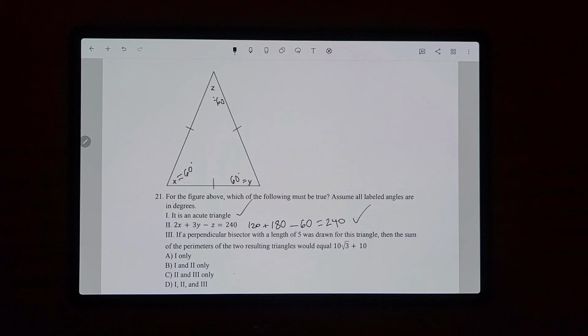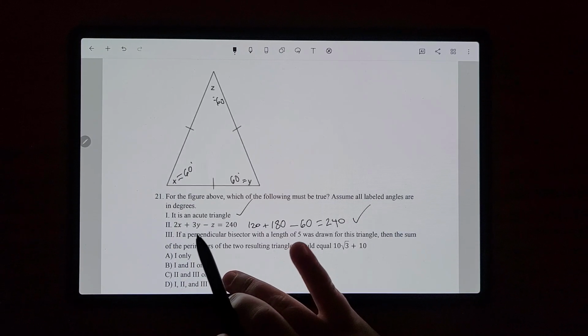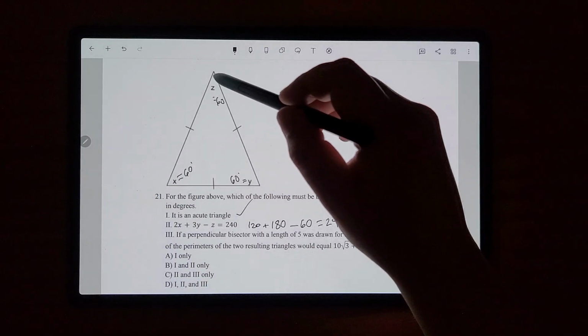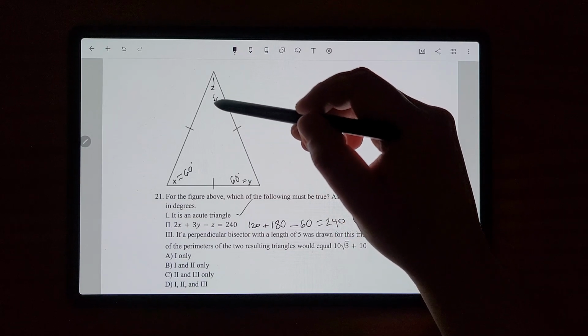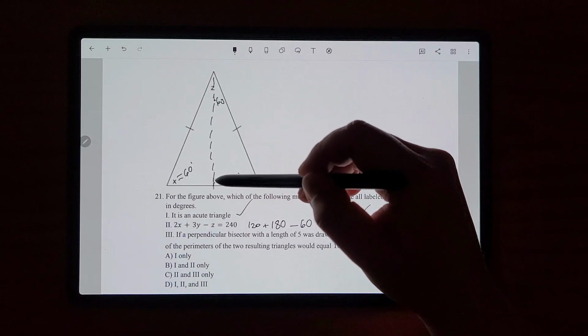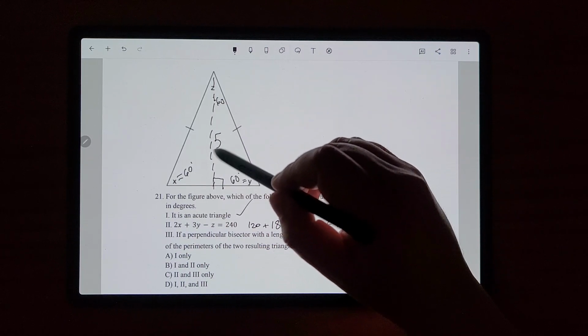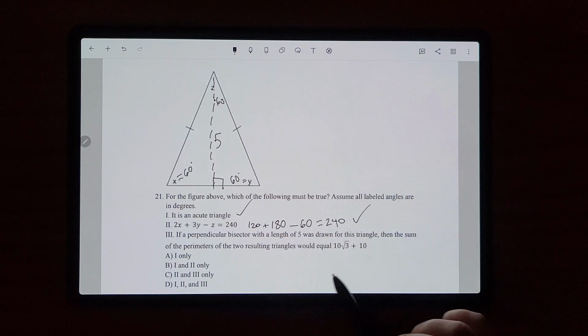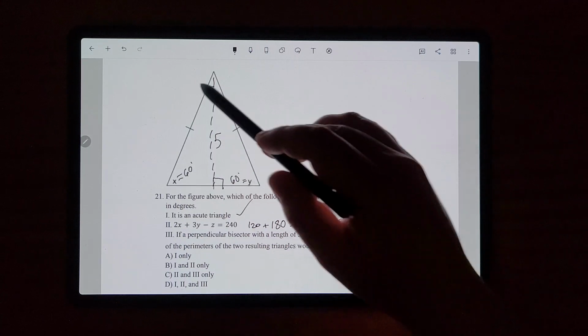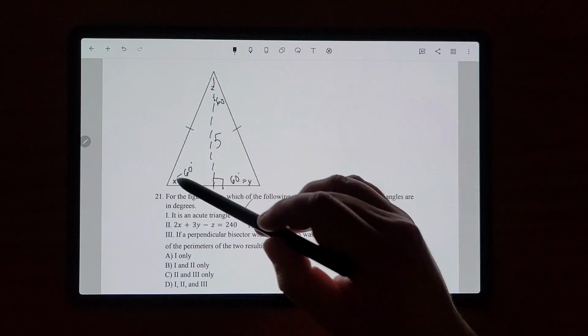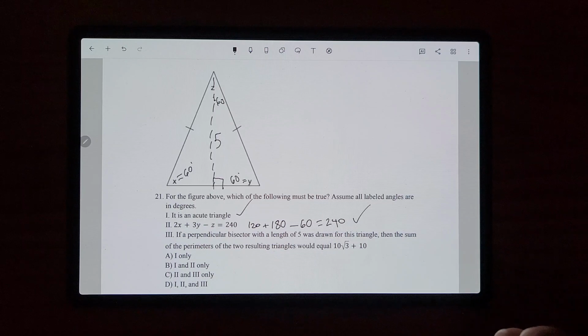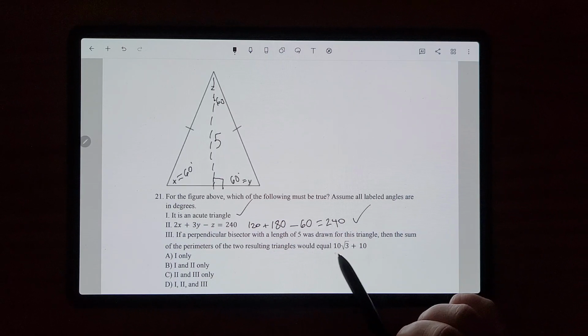Now, number 3 says if a perpendicular bisector with a length of 5 was drawn for this triangle, so let's do one of those right here. Perpendicular bisector, and it has a length of 5. Then it's saying the sum of the perimeters of these two resulting triangles, so like this triangle plus this triangle, they're saying the perimeters have to equal this value right here.